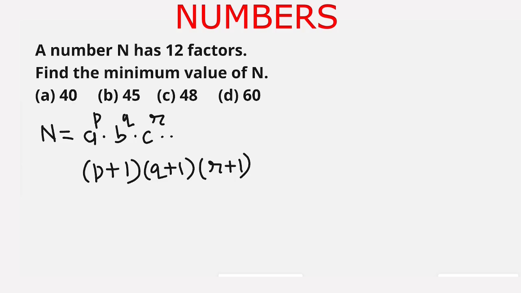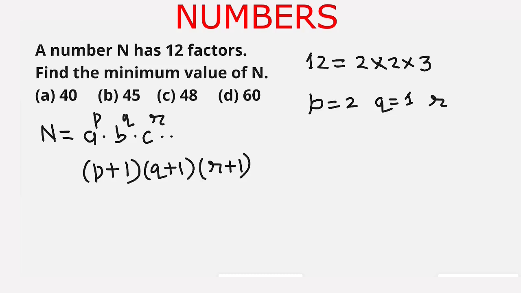So what we have to do? We have to factorize 12 into small factors. 12 can be written as 2 multiplied by 2 multiplied by 3. If we take p plus 1 equal to 3, then p will be equal to 2. If we take q plus 1 equal to 2, then q equal to 1. And if we take r plus 1 equal to 2, then r equal to 1.